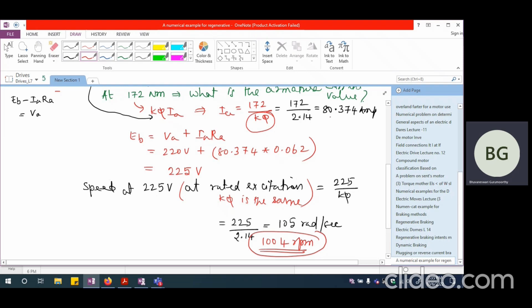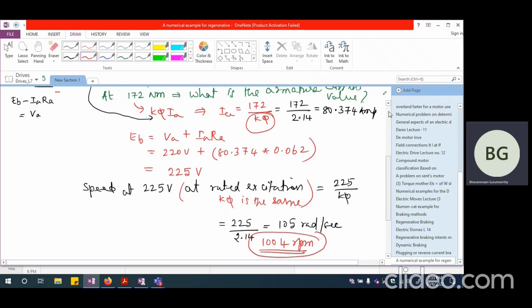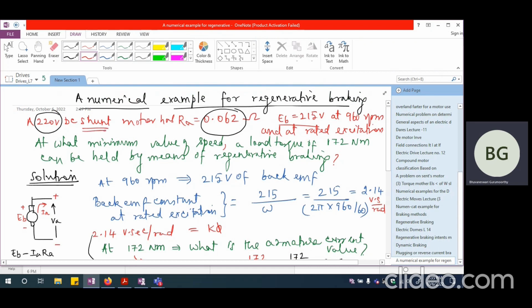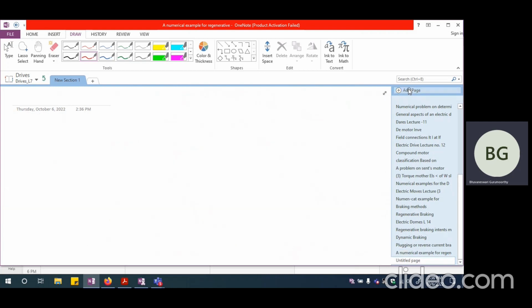So this is a problem corresponding to regenerative braking in a shunt mode. Please note that in a shunt motor, even if I have the field here, the field current direction is going to remain the same whether it is motoring or it is regenerative braking. Field current will be only in one particular direction. That is not going to change. You don't have to reverse the field coils at all in regenerative braking in the case of a shunt machine.